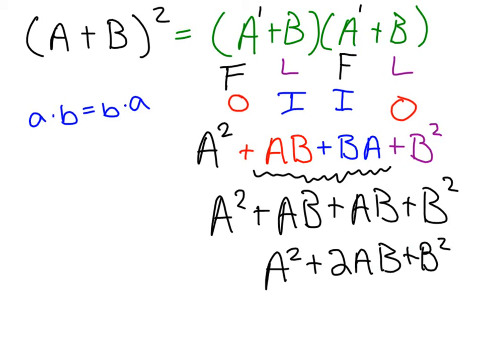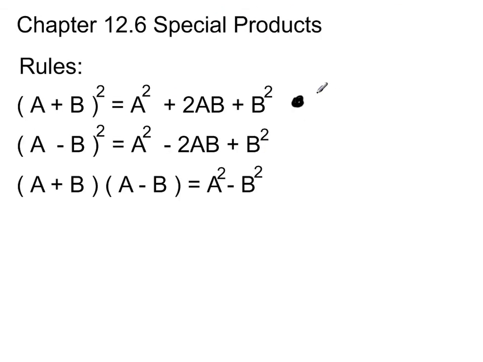Let's go ahead and look at the next one. So, this one's done. Check. Now we have a minus b, that quantity squared, in which it looks very similar to our first one, except the only difference is instead of plus 2ab, we have minus 2ab.